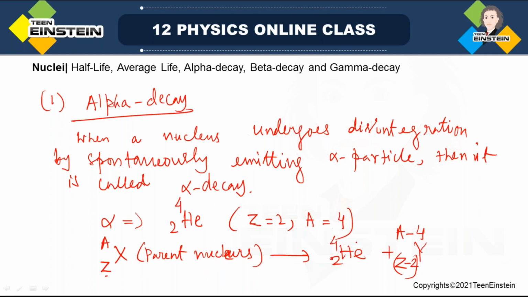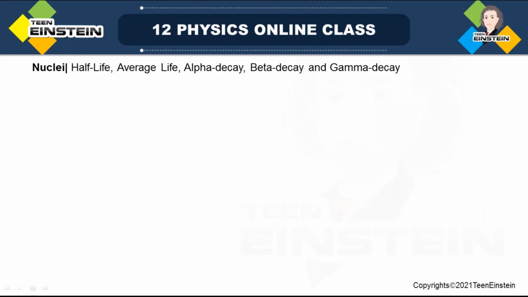So this will be the composition of the product. Actually there are two product nuclei. One is alpha, and the other one is this, which is called the daughter nucleus. The daughter nucleus has a different composition, and hence it is different from the parent. I'll give you a simple example.